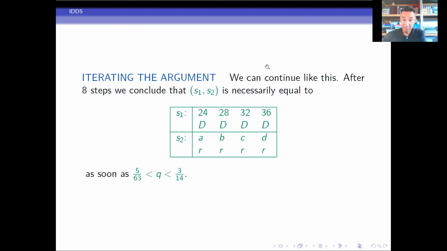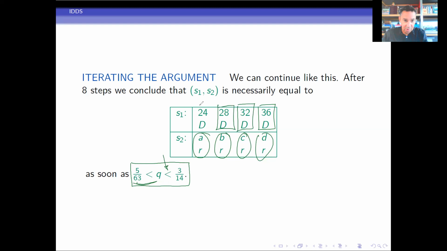You can do the calculations yourself. But you will see that if you do that, you end up with the conclusion that DDDD together with RRRR is the only Bayesian Nash equilibrium for any Q between 5 over 63 and 3 over 14. This one here is the one that you need to conclude all those things. The 3 over 14 doesn't change because the payoff matrix for player 2 is constant and does not depend on the types. So here you have to do a bit of calculation for each of them, to guarantee all these.